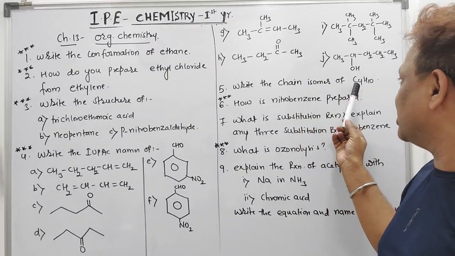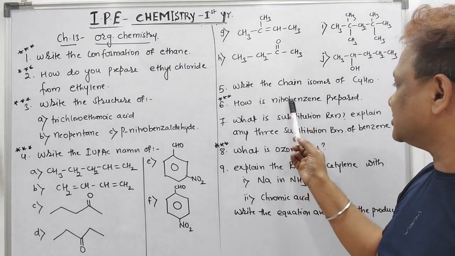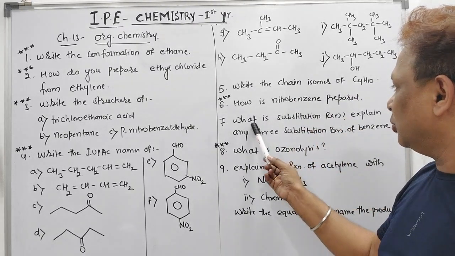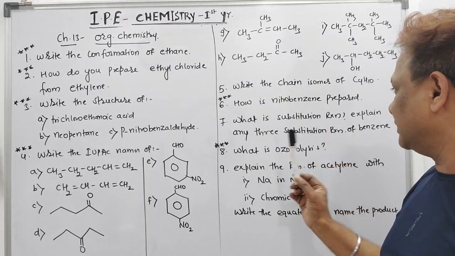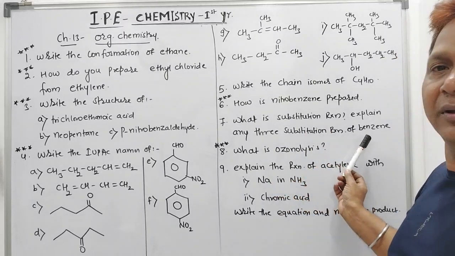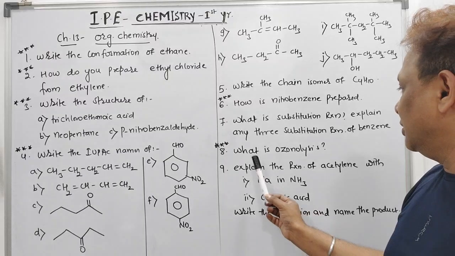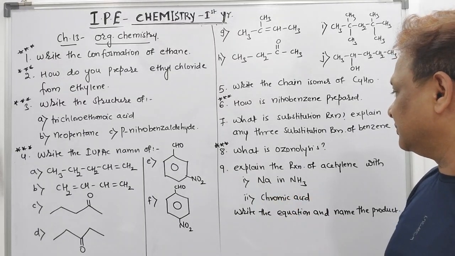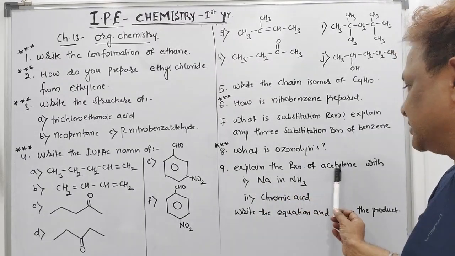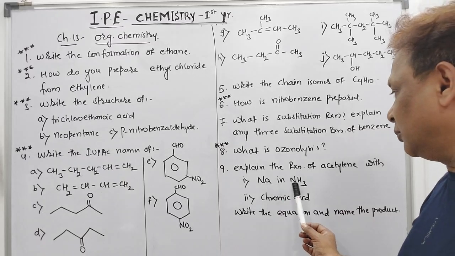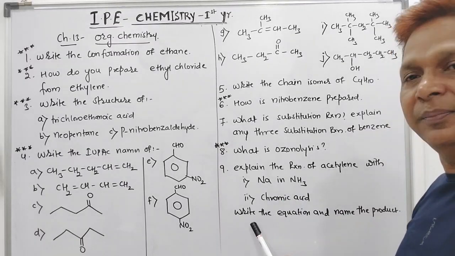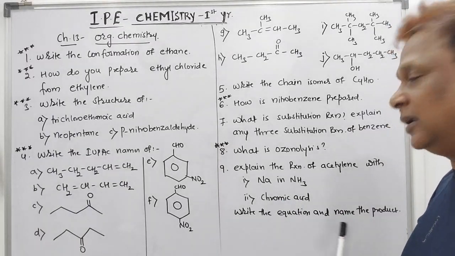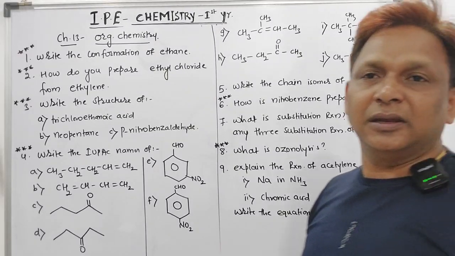Write the chain isomers of C4H10. How is nitrobenzene prepared? What is a substitution reaction? Explain any 3 substitution reactions of benzene. What is ozonolysis, 3-star. Explain the reaction of acetylene with sodium in ammonia, chromic acid. Write the chemical equation and name the products. Right? Take a screenshot of this one.